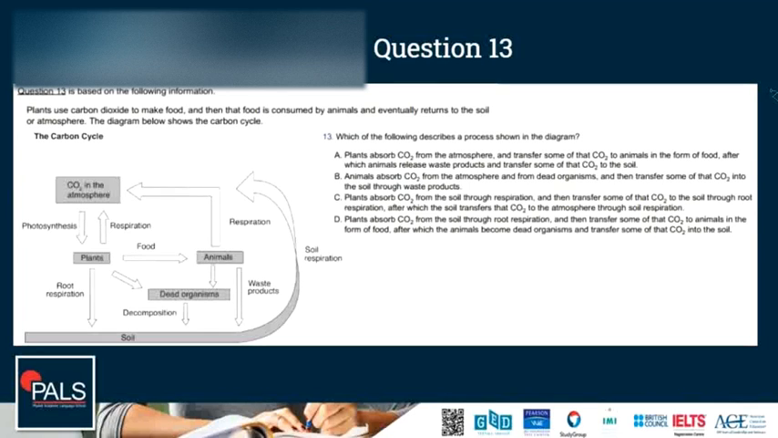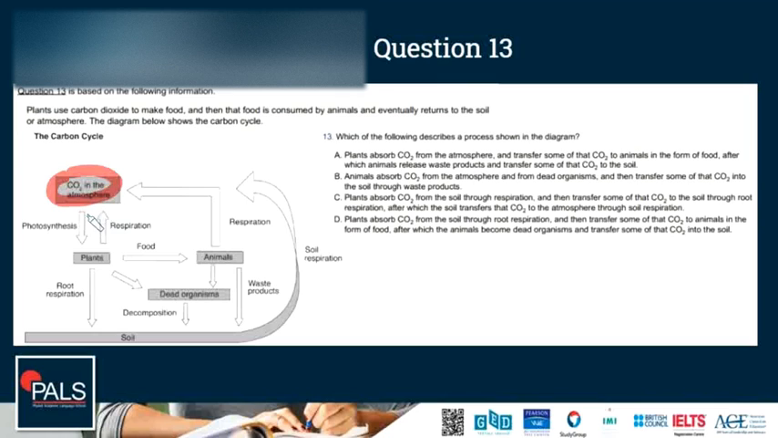Question 13. Plants use carbon dioxide to make food, and then that food is consumed by animals and eventually returns to the soil or the atmosphere. The diagram below shows the carbon cycle. Let's have a quick look at the carbon cycle. What happens here? We get some information. Let's start with carbon dioxide in the atmosphere.